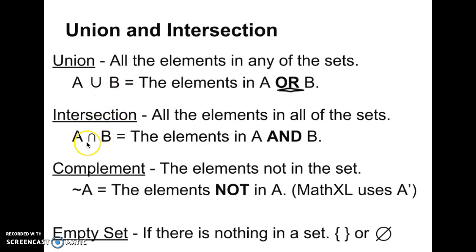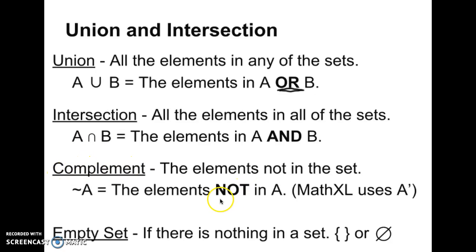This symbol is basically an upside down U. And I remember the U is for union. The one that's upside down kind of looks like an N in the word intersection, or in the middle of the word and. These are the elements where they intersect. These are the elements that they have in common. So all the elements that are in A and in B. So think of an intersection of the road, and that's where the two roads intersect or overlap, where they have common ground.